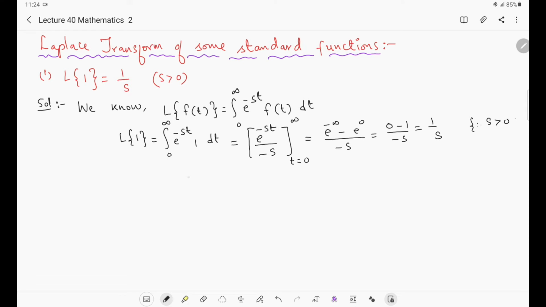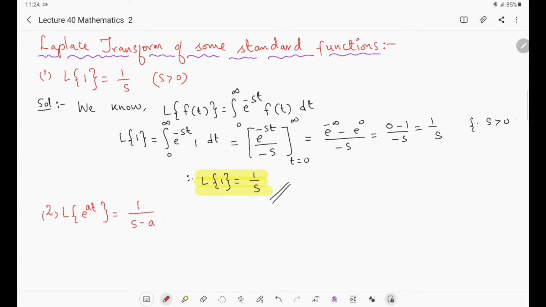Therefore we have established that Laplace transform of 1 is 1 by s, provided s greater than 0. This is our first formula: Laplace transform of 1 equals 1 by s. The same way, now we will consider the second formula, that is Laplace transform of e power at. It says that the value of this will be 1 by s minus a.